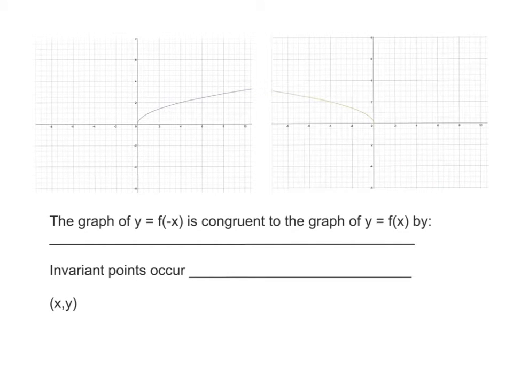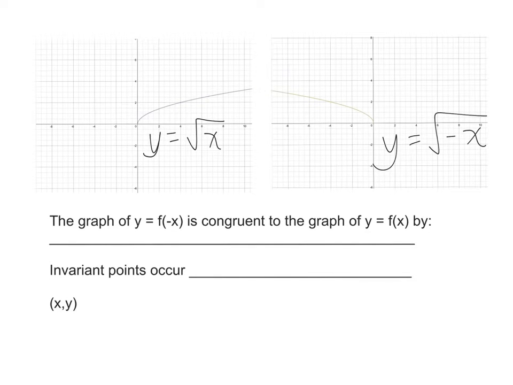Then you had this one where you had, again, to graph y equals the square root of x, and then y equals the square root of negative x. So the difference is, in the first one, the negative was outside of the square root sign, so it was affecting the entire function. This one is just affecting the x value, not the entire function. So the graph still stays congruent when it's f of negative x, but it's a reflection again in the y-axis.